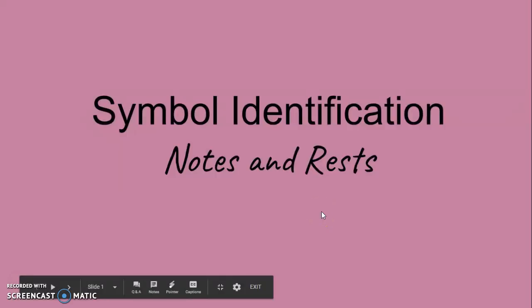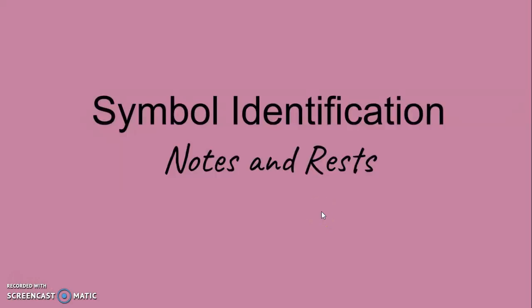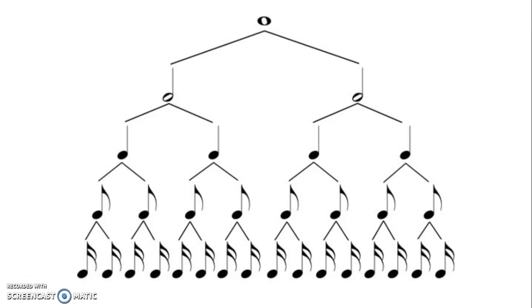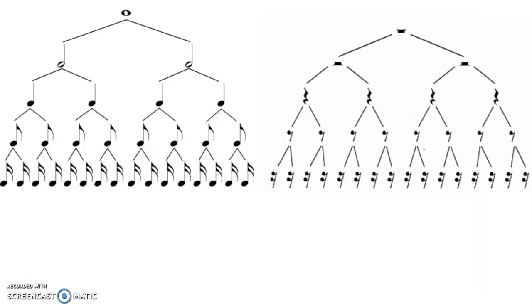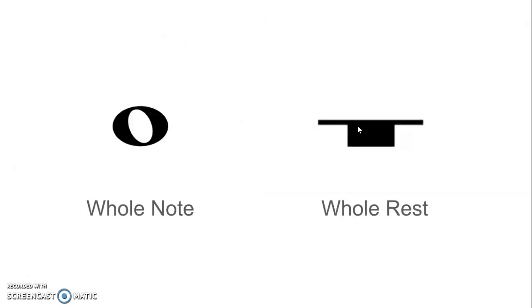All right, this is a slideshow that we're going to go through the symbols in music, mainly the notes and rests and how they interact together. We're going to start with the note tree or the rest tree, and they kind of mirror each other, which we'll go through a little bit as we learn about each note. So we're going to start at the top with our wholes and then break them down into the parts as we go. So our first notes are our whole notes or whole rest.